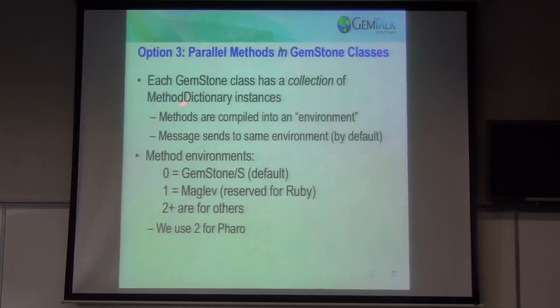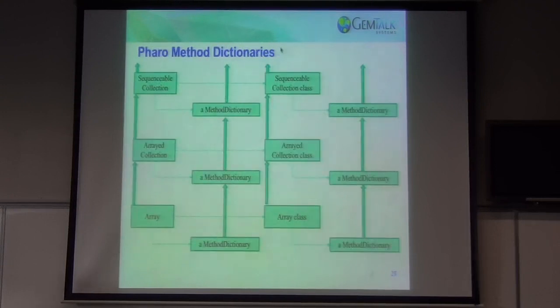And so each GemStone class has not one method dictionary, but a collection of them. And this is an array that's ordered by a zero-based integer, where 0 is the GemStone implementation. We added this feature for Maglev to support Ruby, but there are many others available. And so I'm going to use method dictionary number 2 for Pharo. So how does this work?